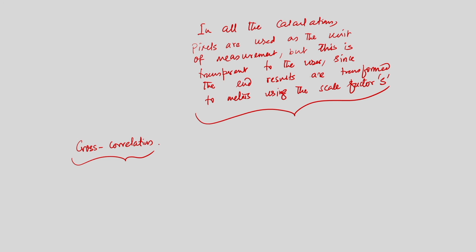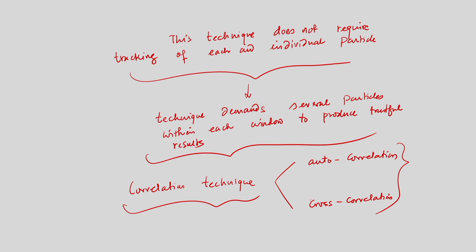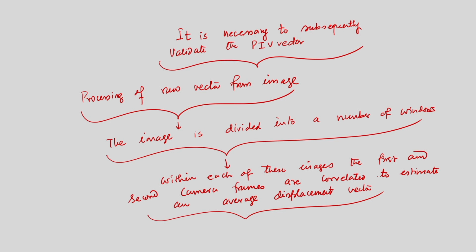At least we have understood that in the context of chaotic flows, if we need to know the flow velocities in the turbulent flow environment, or if we try to characterize the flow even in the domain of laminar flow, if we try to validate, as I was discussing, that this PIV technique does not require tracking of each individual particle, but at least it requires several particles within each window to produce trustworthy results.